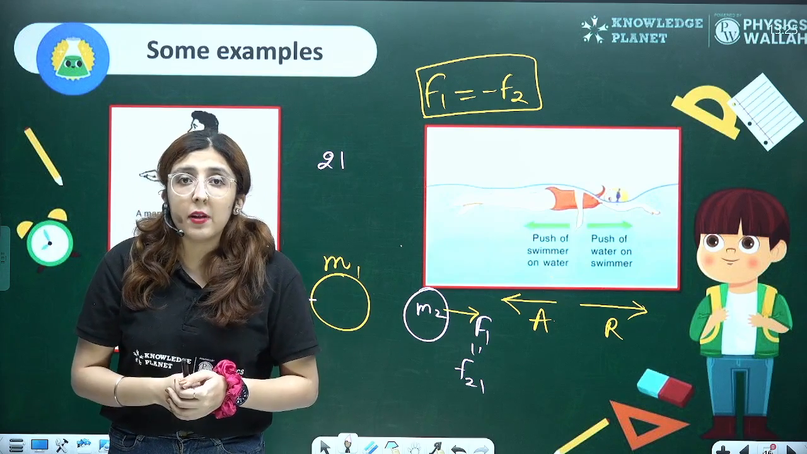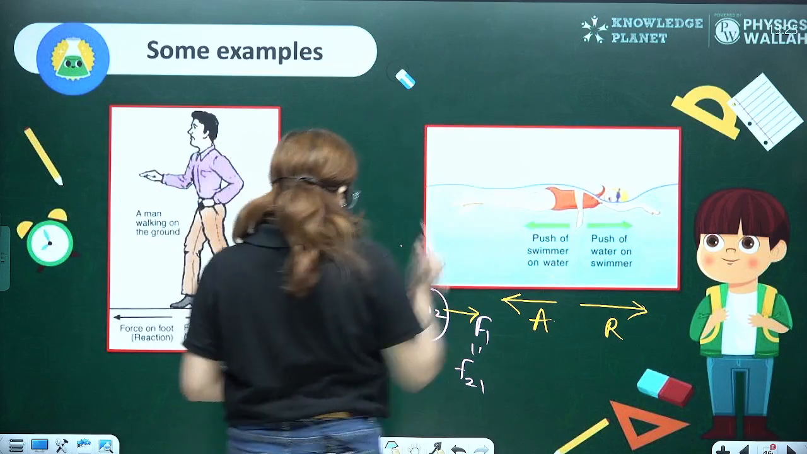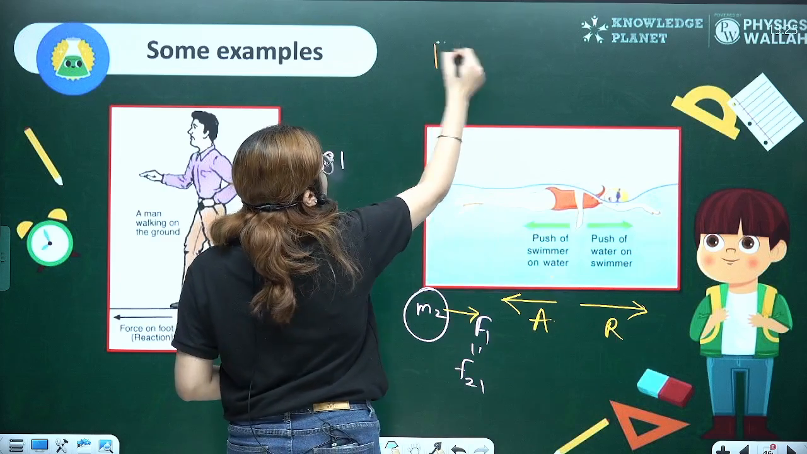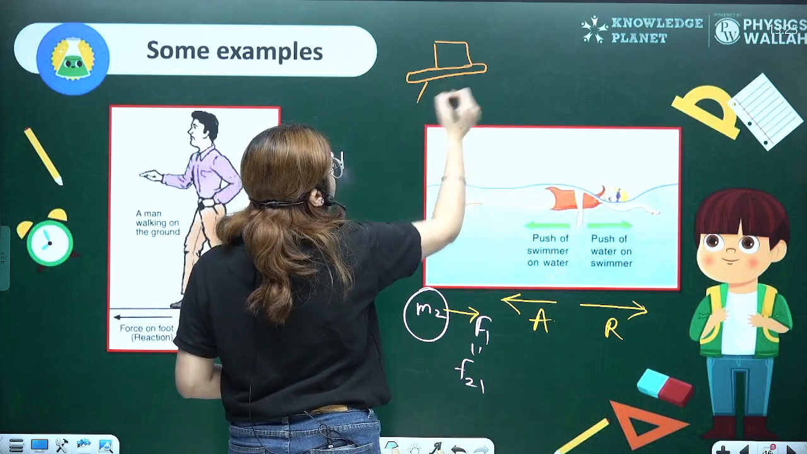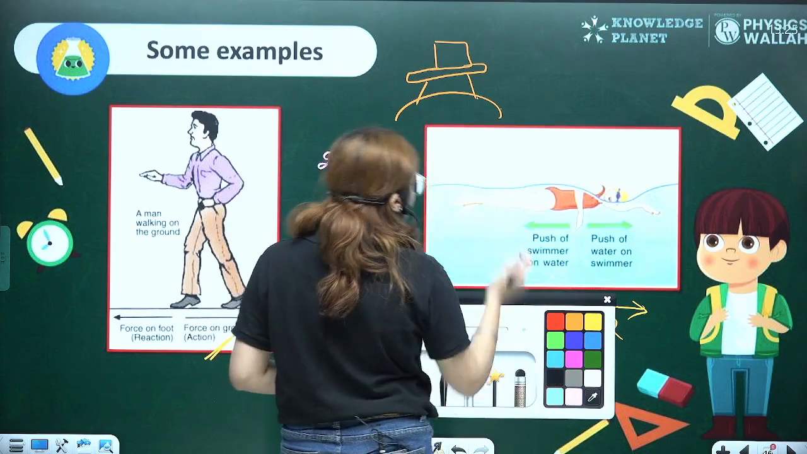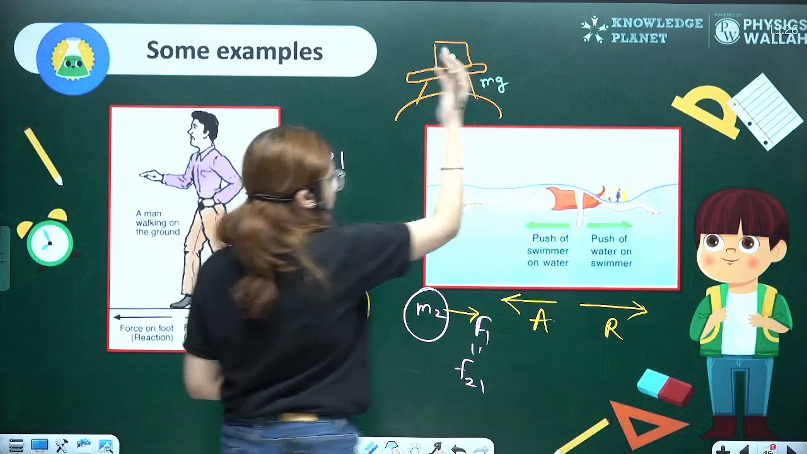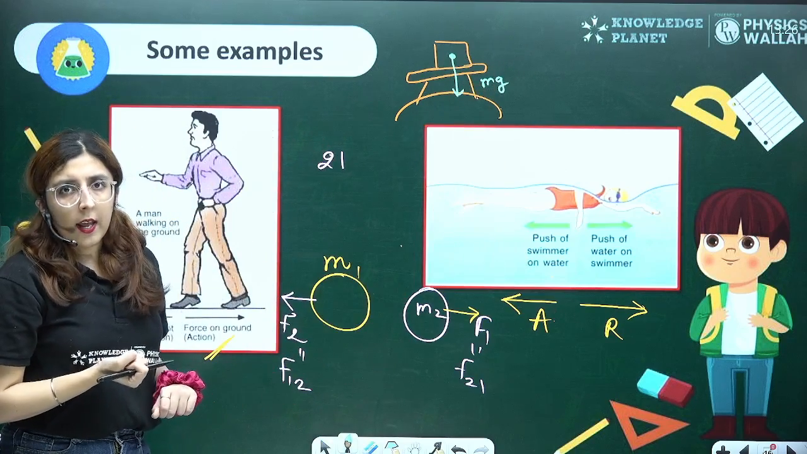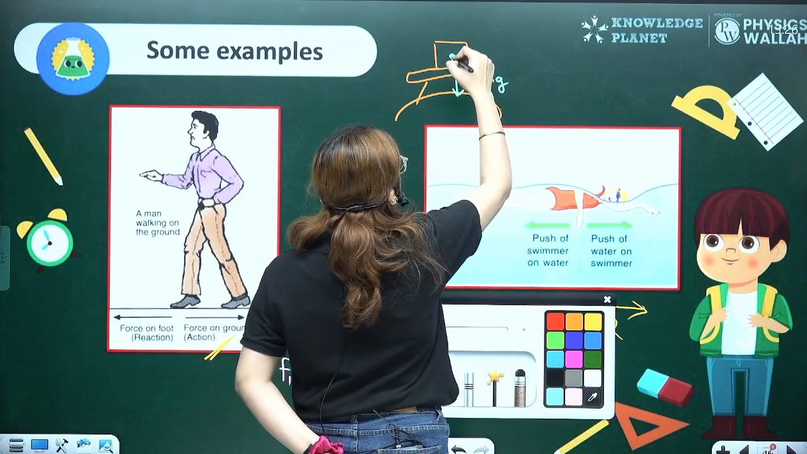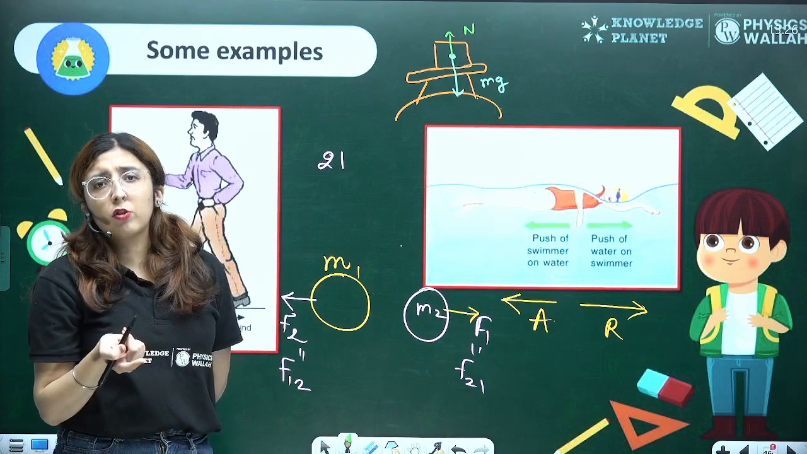Why so of the same nature? If I give you that there is a box kept on a table and on earth, what will happen? Of course, the earth will try to attract it. Moreover, the table will apply a normal force. Over here, can you say that these are the action reaction pair?